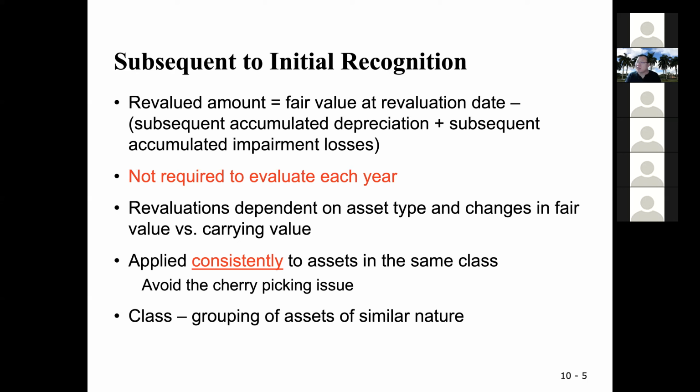That really depends on the type of the asset. So for example, land in Vancouver. Do you think you should evaluate the value of the land in Vancouver annually?